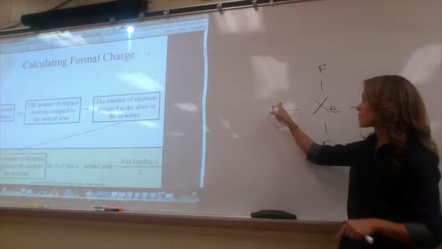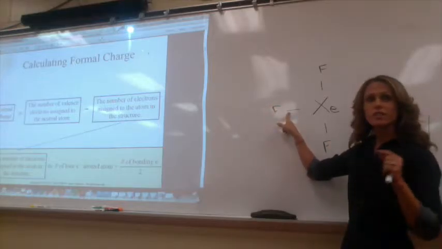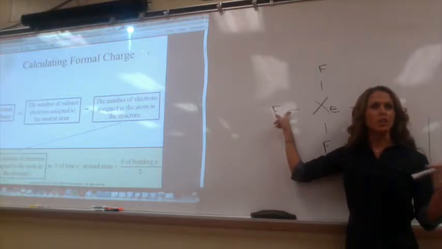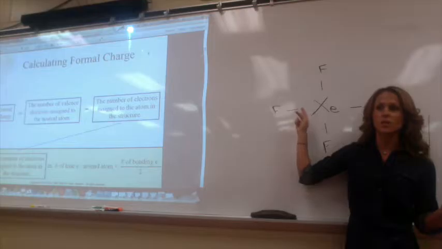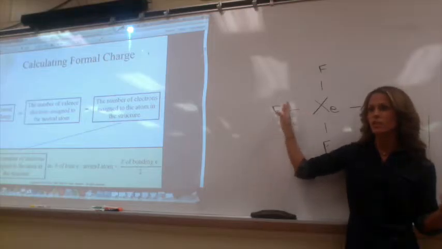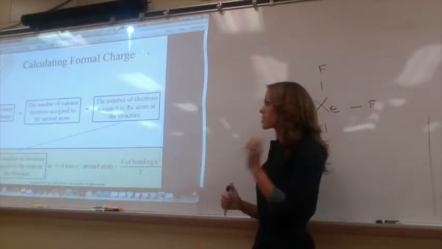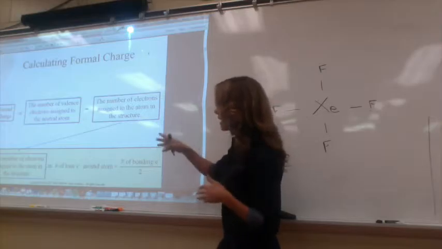So for example, this would be 2, 4, 6, 7. So the number of electrons assigned in the structure would mean how many does that atom actually contribute to the structure. We know that this is representing 2 because one of the electrons is shared from fluorine and one is shared from xenon. So assigned in the structure means how much is it contributing itself. All right, so we're going to do the number of valence electrons assigned to the number of electrons minus the number of electrons in the structure.